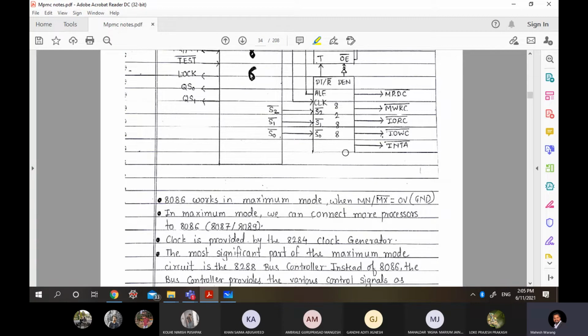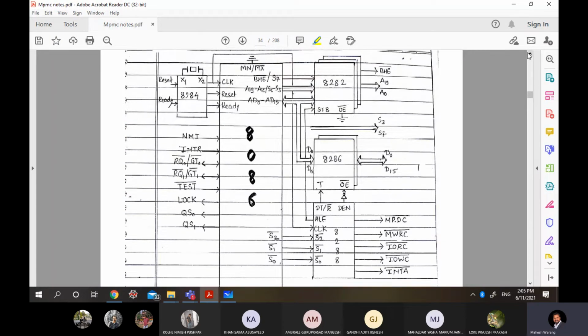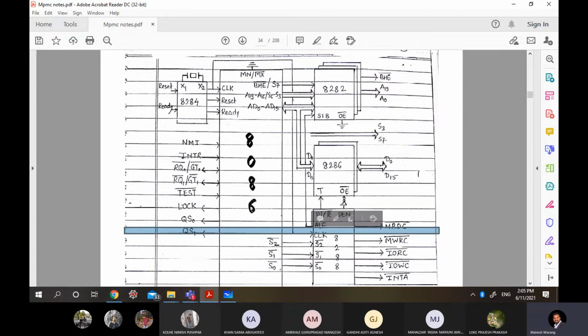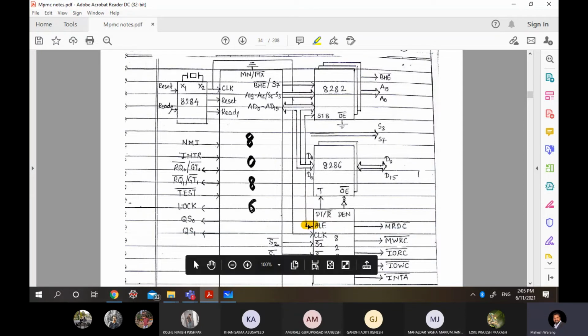So that will be generated by 8288 as well. So these signals are ALE, DT/R bar and DEN, not DEN bar. Understood? Now this ALE, DT/R and DEN we will give to the 8286. So ALE I will just take it from here, and give it here from this 8288.